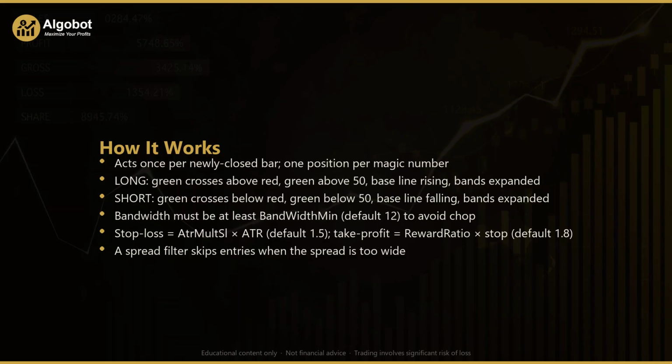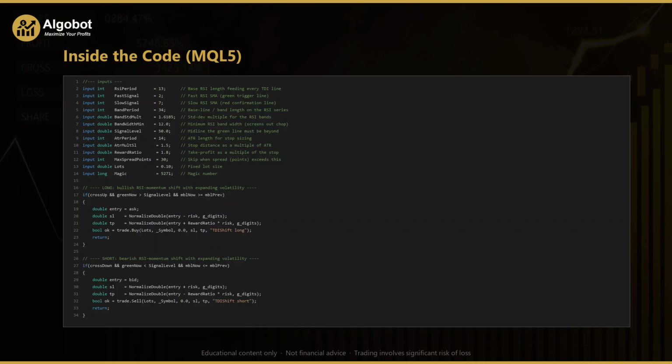Risk is handled with the average true range. The stop loss is placed a multiple of ATR away from entry, using the stop multiplier that defaults to 1.5. The take profit is then set at the reward ratio, defaulting to 1.8, multiplied by that stop distance. So the intended reward is larger than the risk on each trade, though of course neither level is ever guaranteed to be reached. Let's read through the code as it appears in MetaEditor.